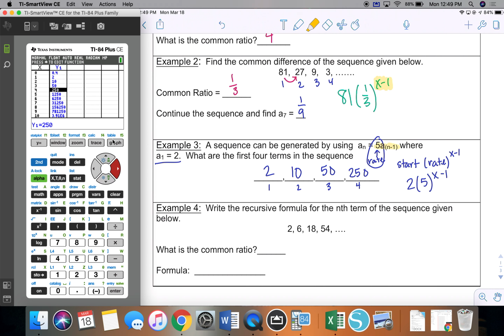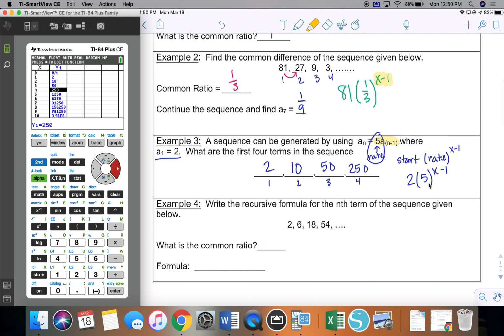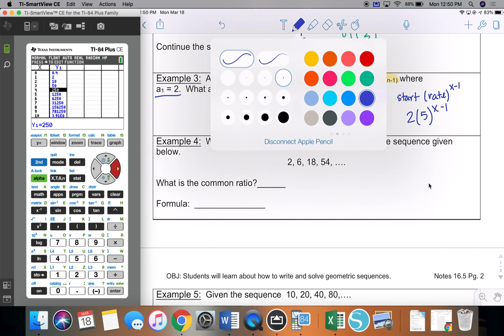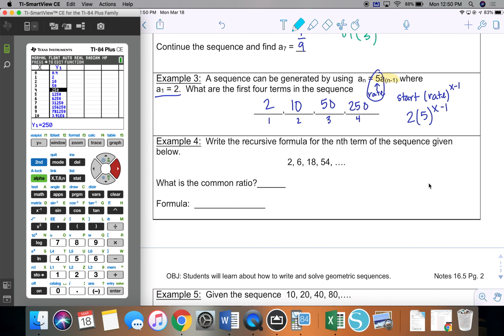Okay, this right here is just a fancy way of saying that for the term, they want you to take 5 and multiply it by the term before. So that's what the x minus 1 is doing. It's taking the term before it and multiplying it by that rate when given a starting value. So this is my rate times the previous term. So 2 times 5 is 10, times 5 is 50, times 5 is 250. This just looks funky, so if you will always turn it into an exponential function, then you'll be good to go.